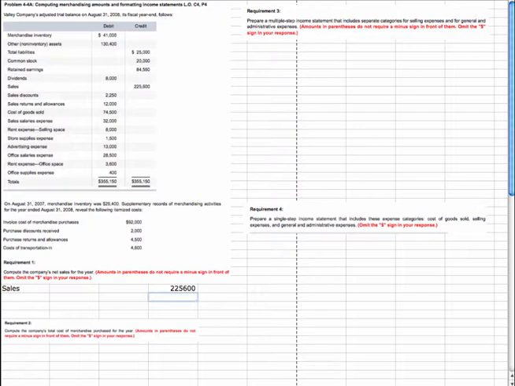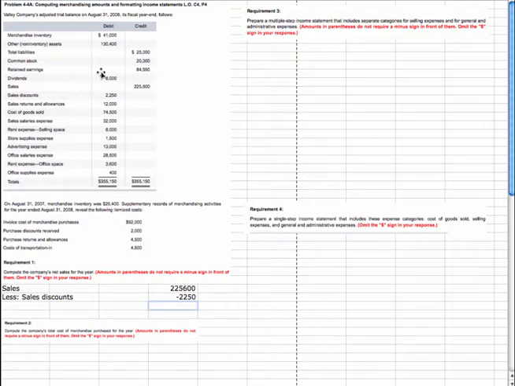Okay, now we said we have to subtract out the contra revenue accounts. So we're going to say less sales discounts. And if we look at the sales discounts right here, $2,250. Remember, contra means that the normal balance is on the other side of the T account. So if sales' normal balance is a credit, the normal balance for a contra revenue account is going to be a debit. So we know that this is going to be a minus, as we say less, minus $2,250.